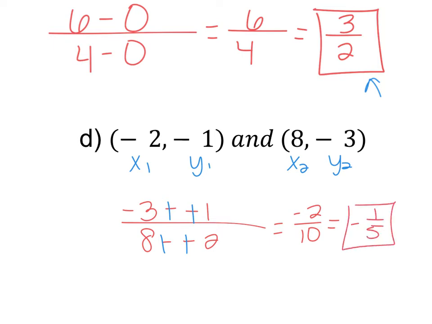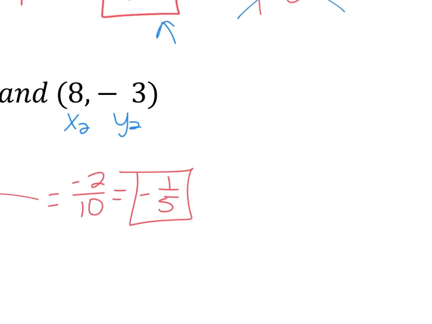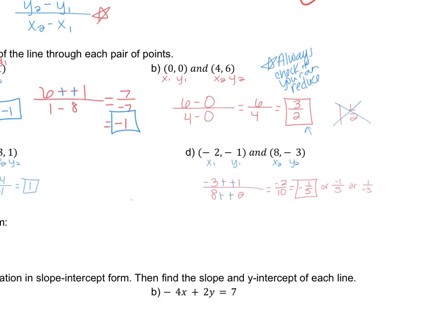Okay. And whenever you're writing these, just kind of an afterthought. So you could write it like this, or you could write negative 1 over 5, or 1 over negative 5, depending upon your problem. Just know that you can bring it out front, put it in the top, or put it in the bottom, okay? So just be aware of that.